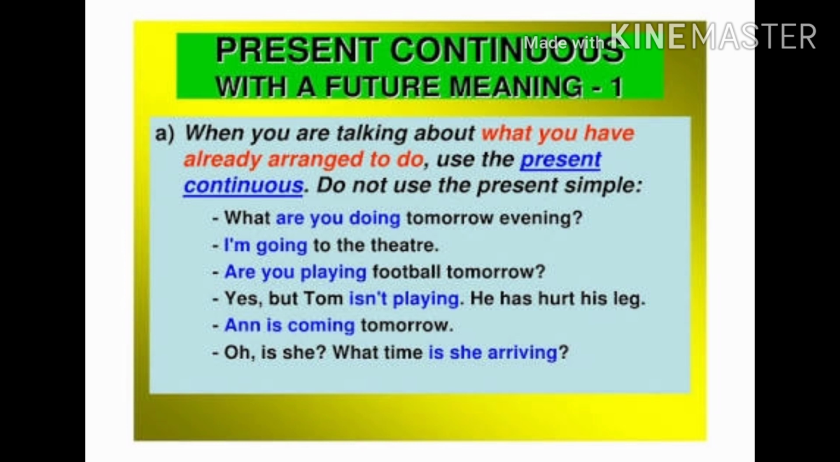Look at the examples now. I am playing a game. She is reading a book. We are going to Simla. This is how affirmative sentences are framed.